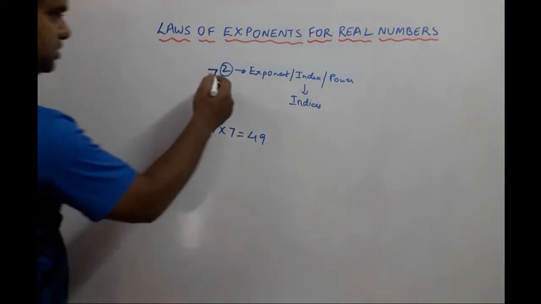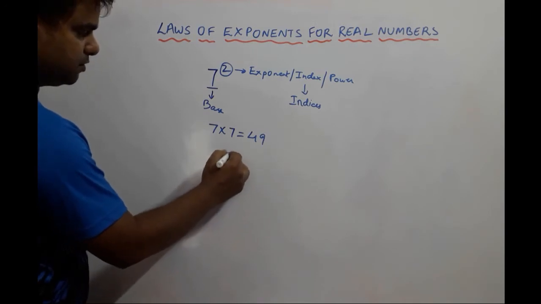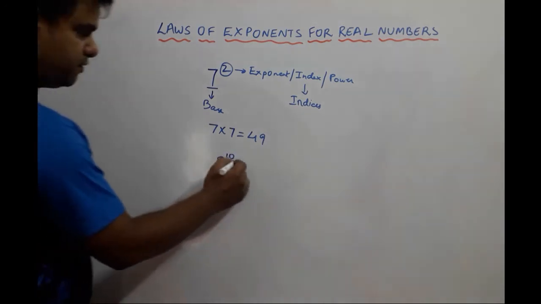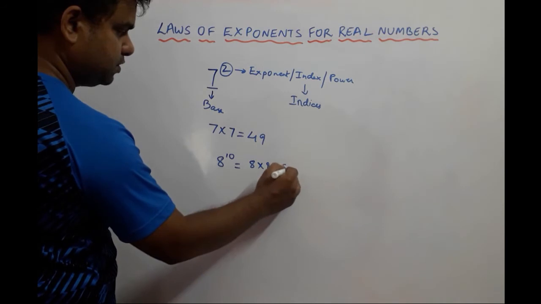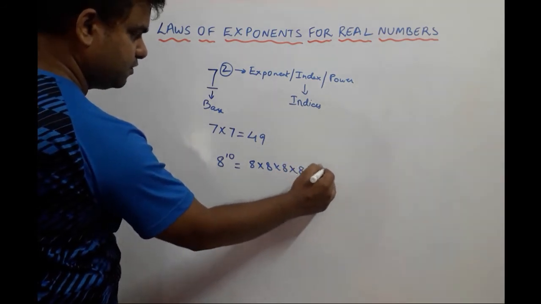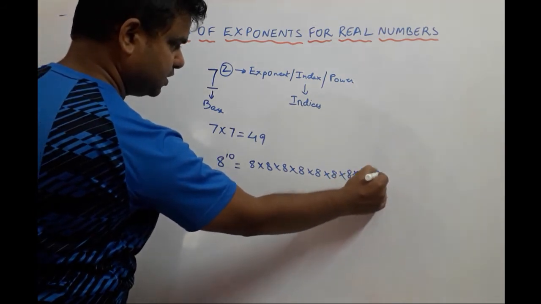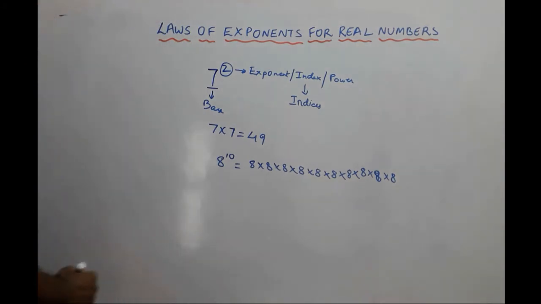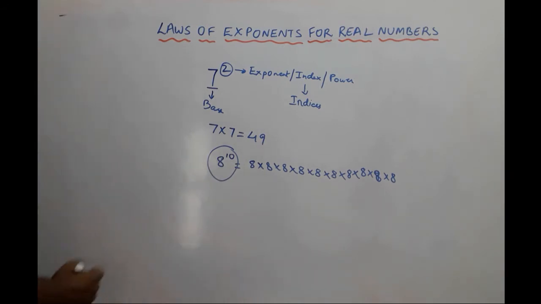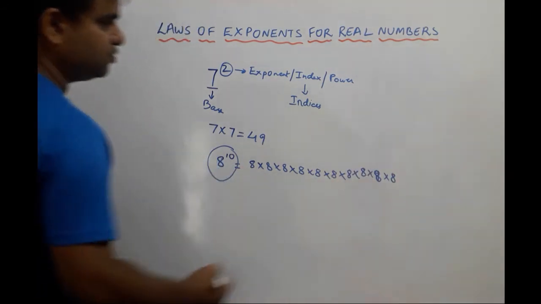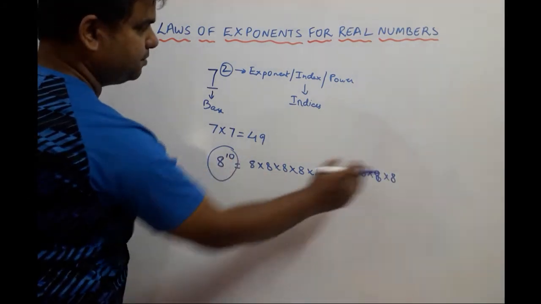Now this was just 7 raised to the power 2. What if we have 8 raised to the power 10? In this case we would have to write 10 times 8. So 1, 2, 3, 4, 5, 6, 7, 8, 9, 10. So when we write something like this in the exponential form, it saves us the trouble of writing 8 so many times. It is understandable that 8 raised to the power 10 means 10 times 8 is repeated.